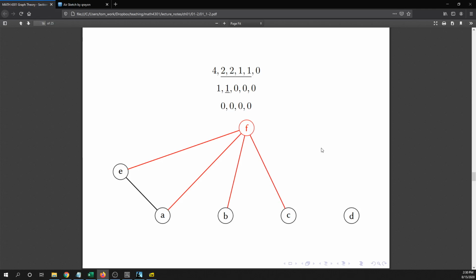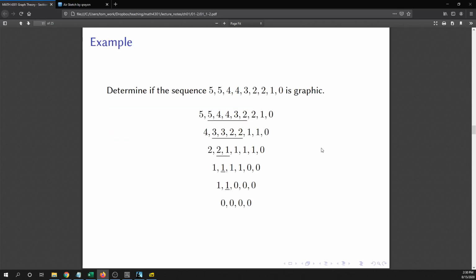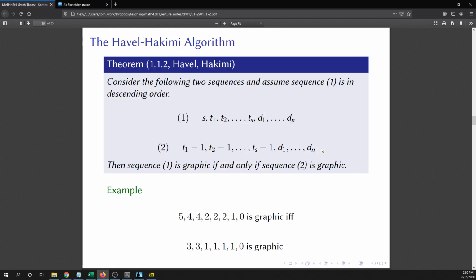All right, so I think that is it for this video. In the next video, I want to talk about the proof of theorem 1.1, the Havel-Hakimi theorem. I'm not going to go through the formal proof. You can read that in the textbook, but I will talk about the ideas behind the proof.